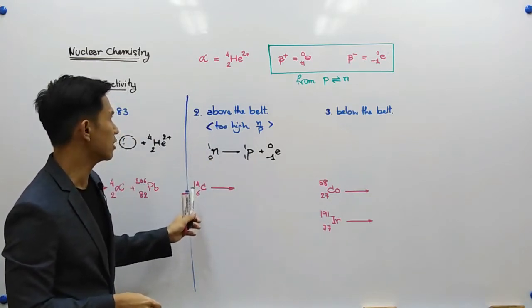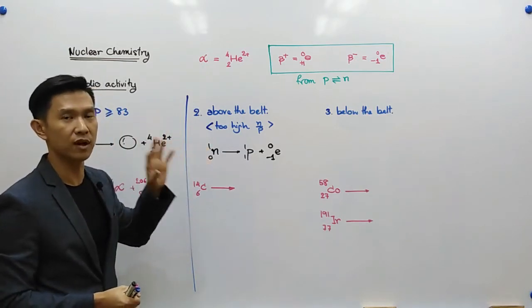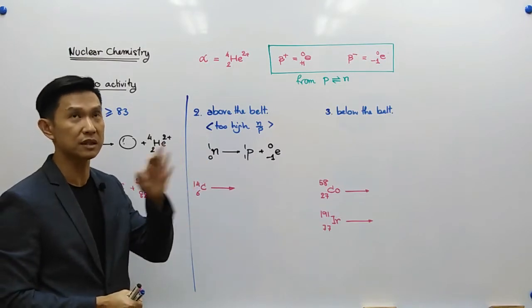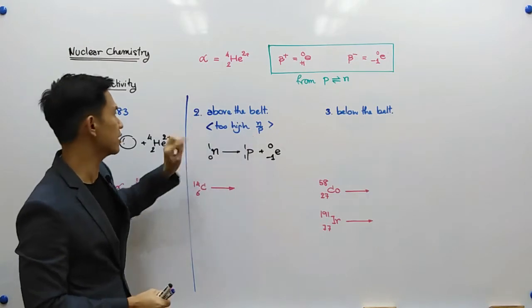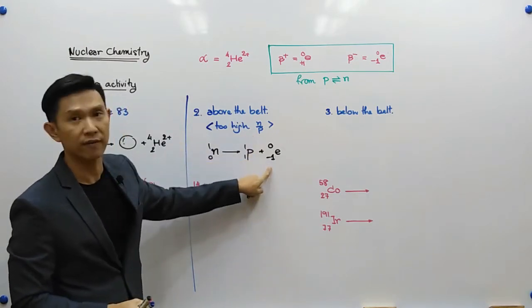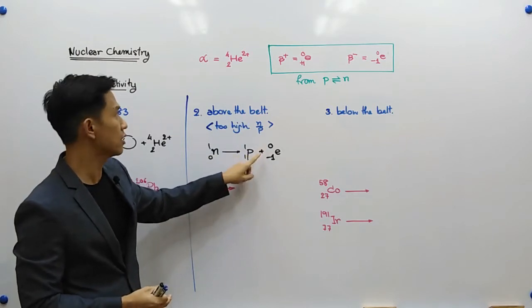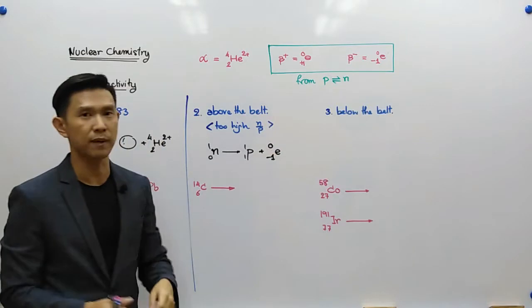So in here, what you can see is if your element sits above the belt, or you have too high an N/P ratio, you have to decrease the N/P ratio by decreasing N and increasing P. So you transform N to P and you have to release something with negative charge and no mass, which is actually the beta minus, or electron. So the electron is a byproduct from this.